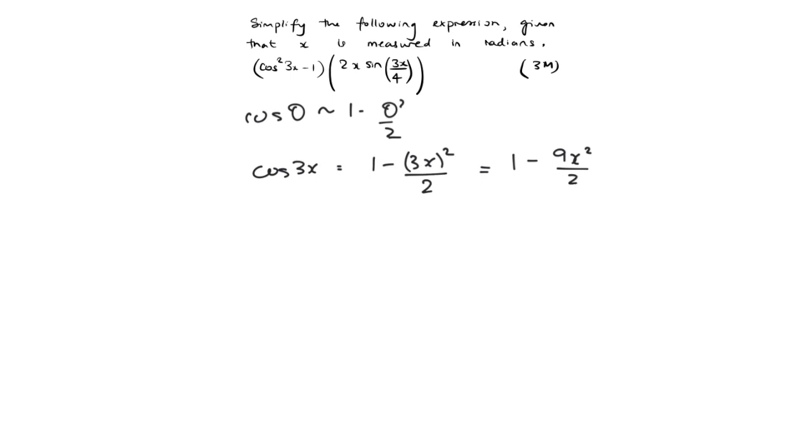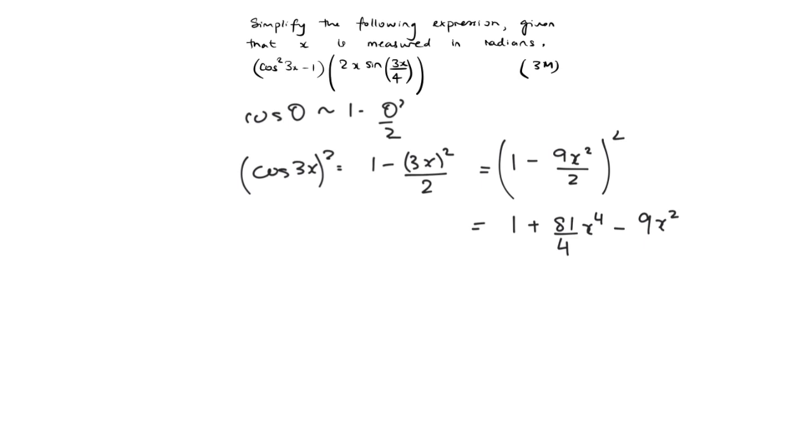Now, because that's squared as well, you have to square this as well. So this whole thing is going to be squared. We'll deal with the second bracket later. Let's expand this. So you will have 1 plus 81 over 4 x to the power of 4 minus, when you expand out the middle terms, the 2 should cancel out, so you're going to get minus 9x squared. And that's basically your expansion done.